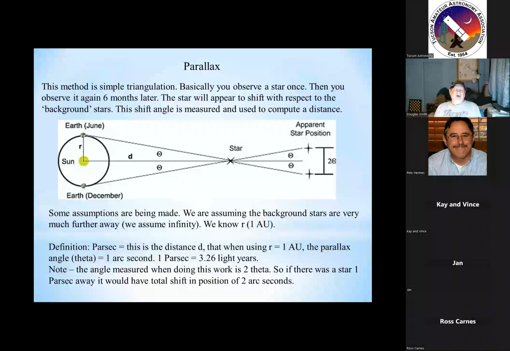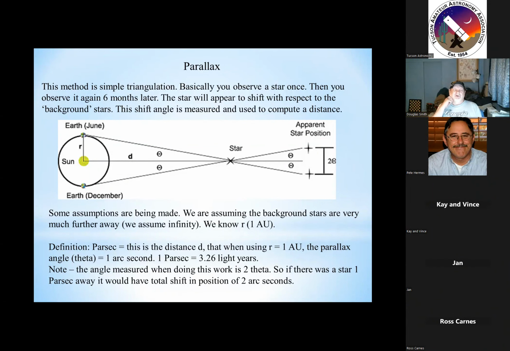Some things came out of that method. The definition for the unit parsec: that is the distance at which a star would be from the Earth if you use the radius of the Earth's orbit as one astronomical unit, and at a distance of 1 parsec, the angle theta, which is half of the angle that the star would shift in position, would be 1 arc second, and that would put the star at 1 parsec, which is 3.26 light years.